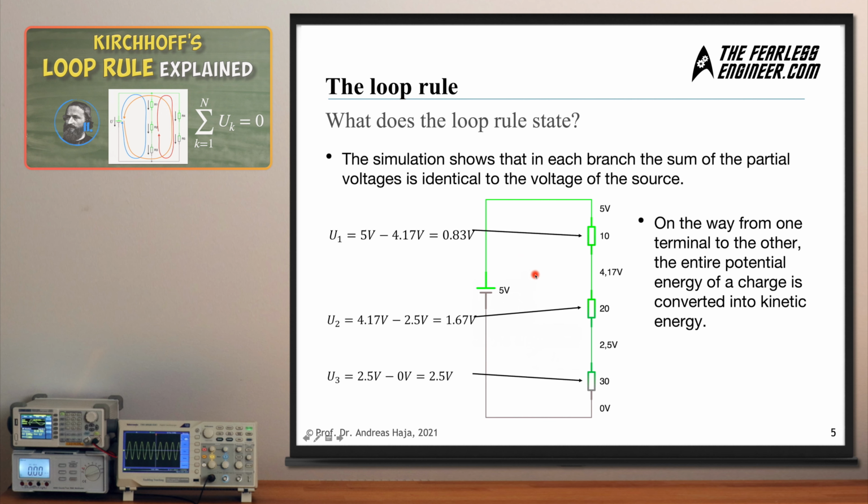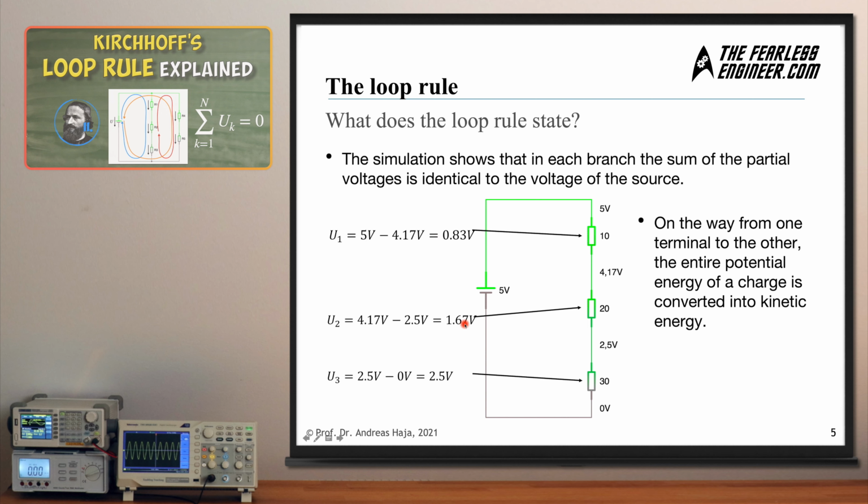So this is a branch. Of course, we don't have a second branch, but in a second branch it would be exactly the same. When we start traversing from the positive terminal to the negative terminal across these components, you can see that the electric potential drops while we traverse the first resistor from 5 volts to 4.17 volts. And this drop in potential is equivalent to a voltage drop of 0.83 volts.